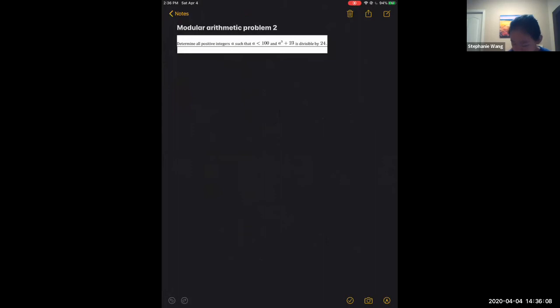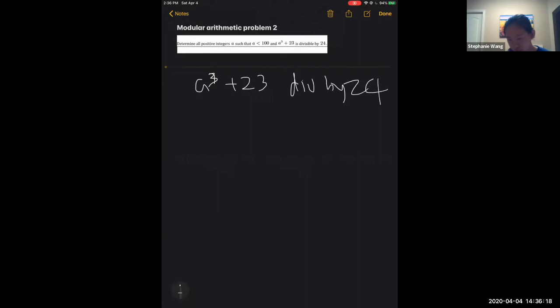So this one says that we want to find the minimum a such that a cubed plus 23 is divisible by 24. So again, let's write this in mod notation. So a cubed plus 23 is going to be congruent to 0 mod 24, because the remainder is going to be 0 because it's divisible. So now we can do any operations that we want, right?